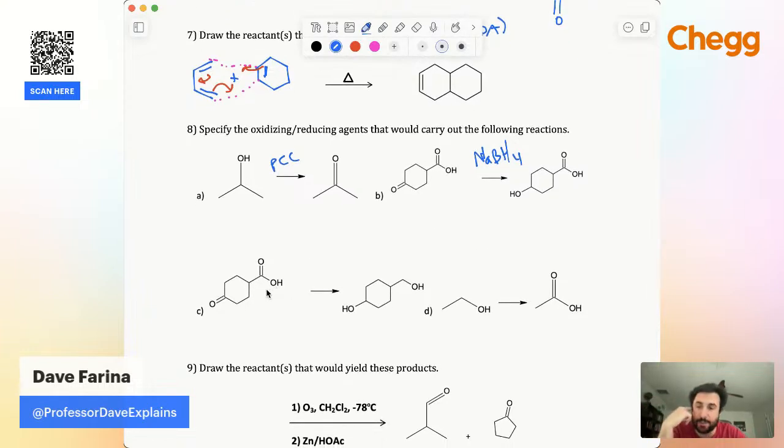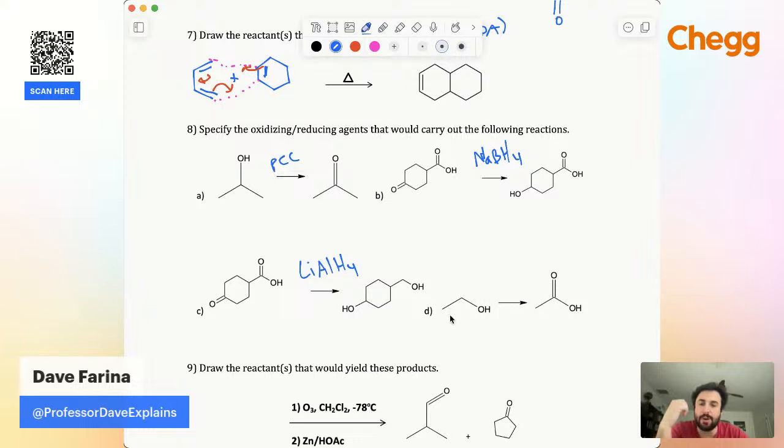Now, how about this one? We have a ketone going to the secondary alcohol, and we have a carboxylic acid going to the primary alcohol. So we did a reduction, and we reduced both functional groups. So now we need a strong one. We need lithium aluminum hydride. We need a strong one because a soft one is not going to be able to reduce the carboxylic acid. Sometimes you want that. Sometimes you want to selectively reduce. Sometimes you want to reduce it all. Depends what you're trying to do synthetically. So that would be that one.